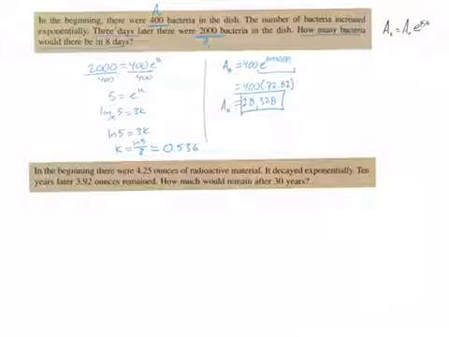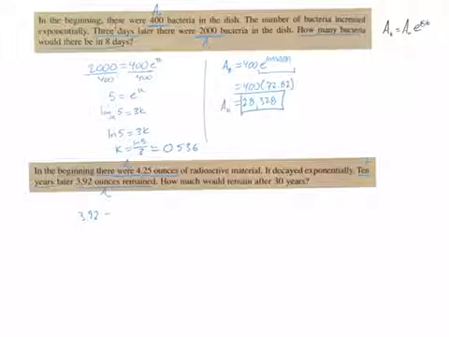Here's the one that has an exponential decay. It says in the beginning there was 4.25 ounces of radioactive material. It decayed exponentially. 10 years later there was this many ounces remaining. How much would remain after 30 years? So we're going to use that same equation. We see our A naught, our A sub t, and the t. So let's plug this all in.